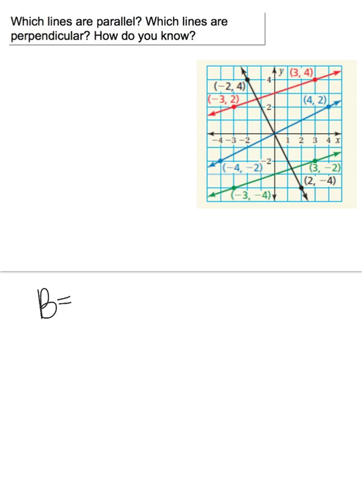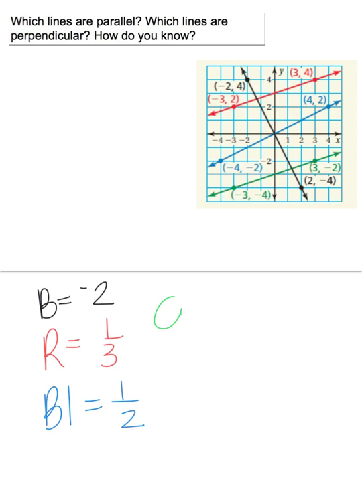So for the black line, I had a slope of -2. For the red line, I had a slope of 1/3. For the blue line, I had a slope of 1/2. And for the green line, I had a slope of 1/3. So compare your slopes to mine. Looking at this information now, let's figure out which 2 are parallel and which 2 are perpendicular.